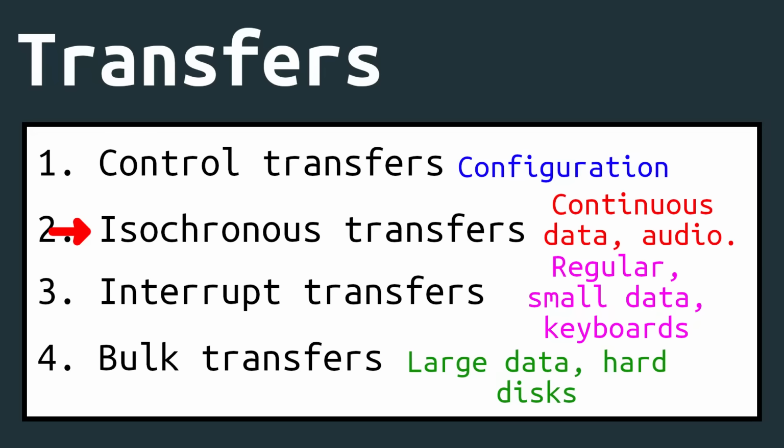That means that if an error occurs, no attempt at retransfer will occur so that timely continuity is preserved. Interrupt transfers are similar to asynchronous transfers in that they occur regularly. The difference is that the data transmitted is small. This means that it can be repeated to ensure full data delivery. This is useful for applications like keyboards.